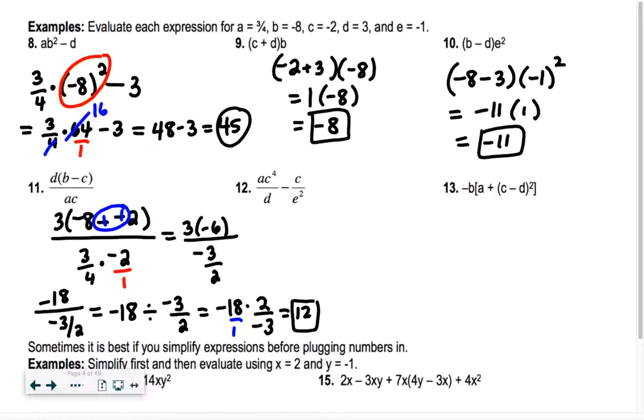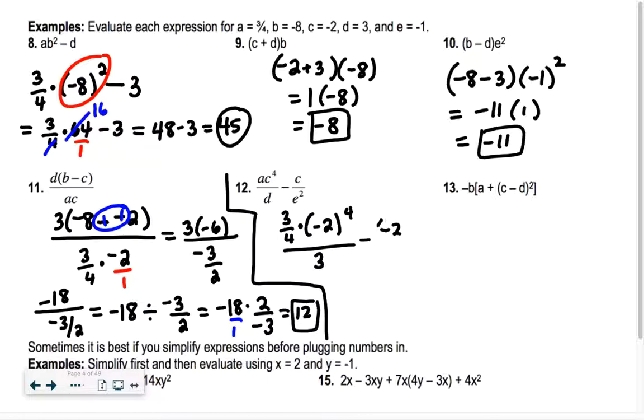All right, so the next one. So we have A times C to the 4th. So A is 3/4 times C to the 4th is -2 to the 4th, all over D, which is 3, minus C, which is -2, all over E squared, which is -1 to the 2nd. So that will be 1. So we're going to do one thing at a time. So we're going to take care of those exponents first.